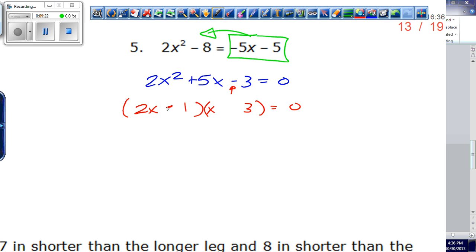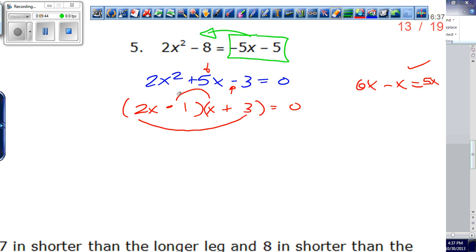If I put a negative sign here and a positive sign here, I still get 2x times x is 2x squared. I still get -1 times +3 is -3. The last thing is 2x times 3 is 6x. The inside stuff, -1 times x is -x. Does that add up to my middle term? Sure does. So I did everything right.